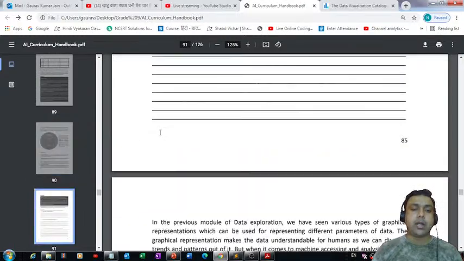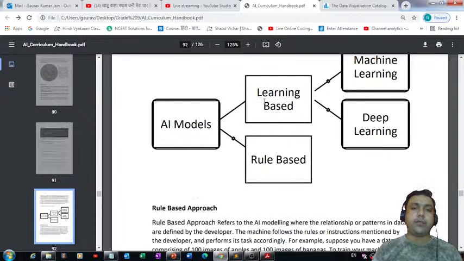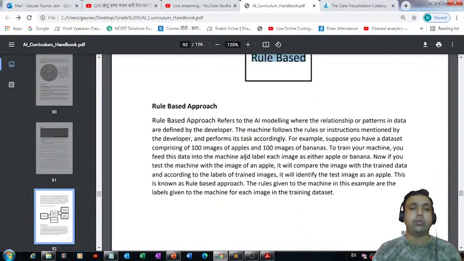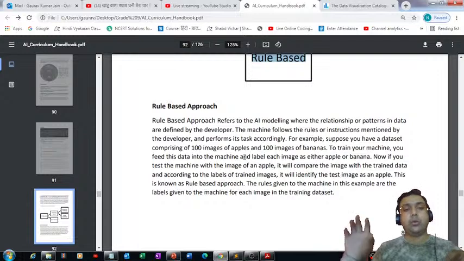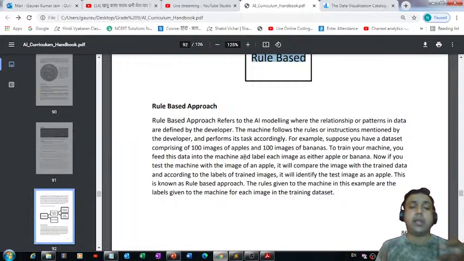Then modeling can be categorized into two different categories: learning based and rule based. In rule based, what happens? We have certain rules, right, which we feed to the machine along with the data we have acquired in the data acquisition stage. So we have the data, we have the rules, we put them together and we feed all the things to the machine.